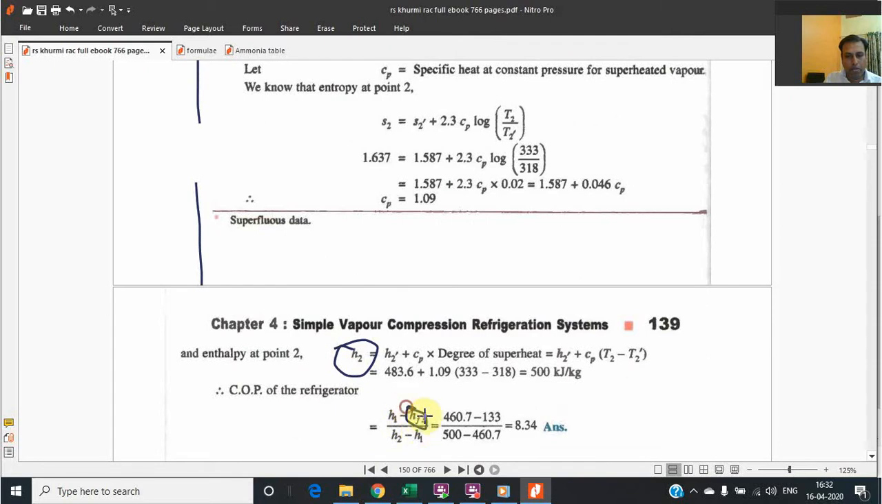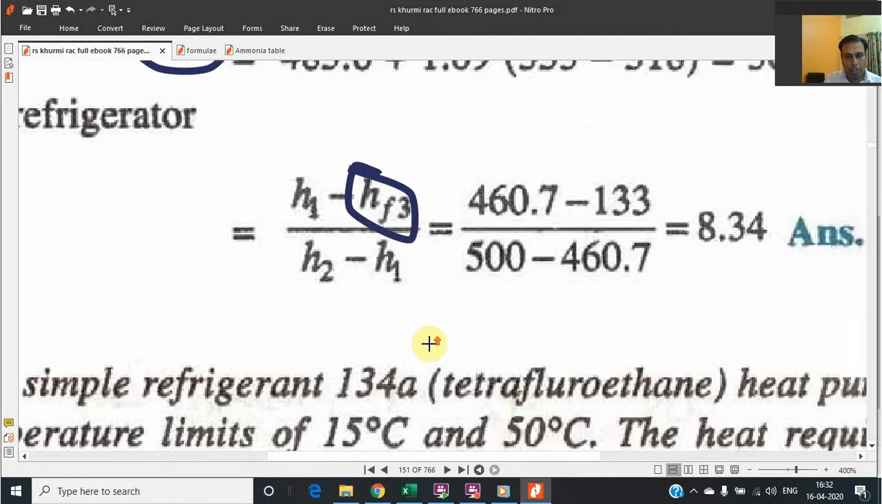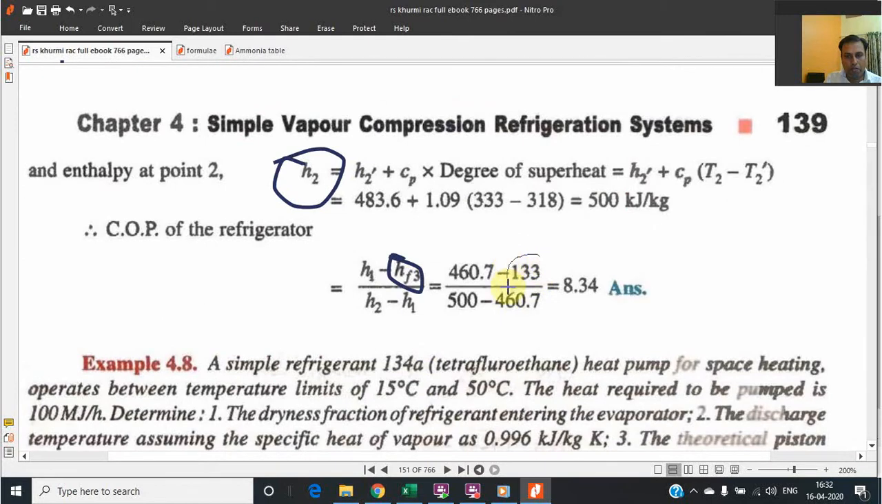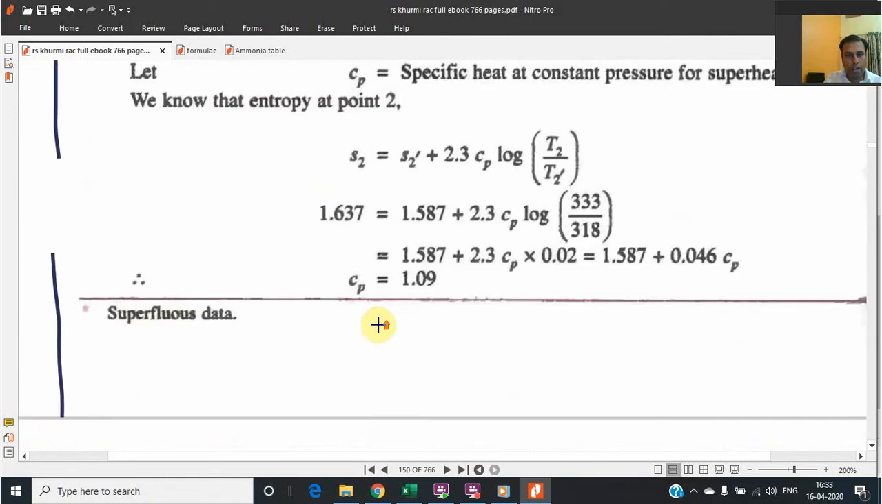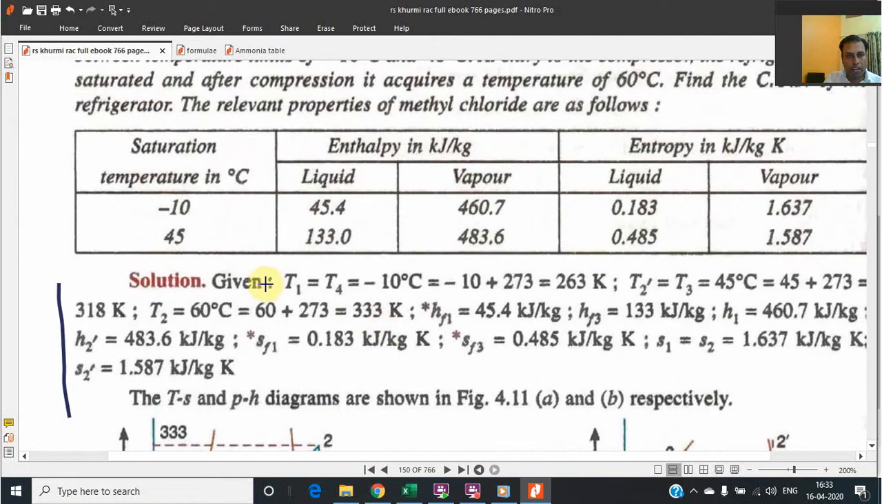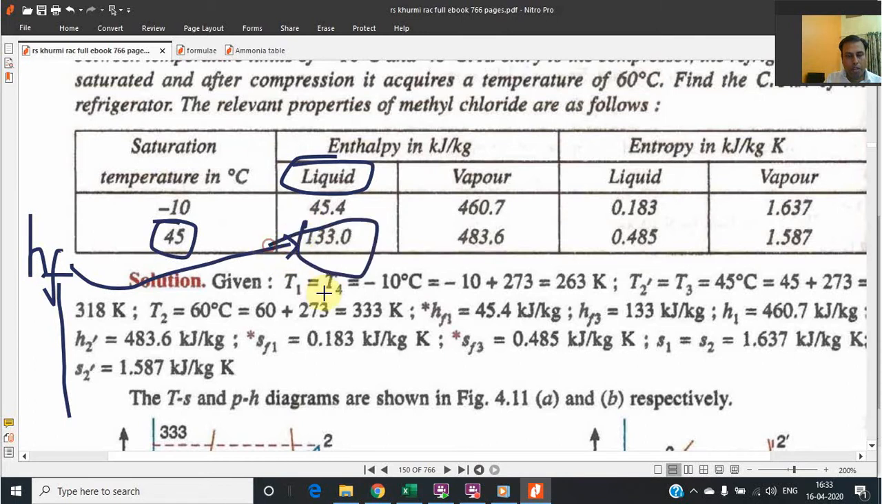HF3 you can directly get, because if you see carefully, its value is 133. The higher temperature is 45. At that temperature, see the value of liquid enthalpy, because HF means fluid enthalpy, 133. You have to directly put it from the table.